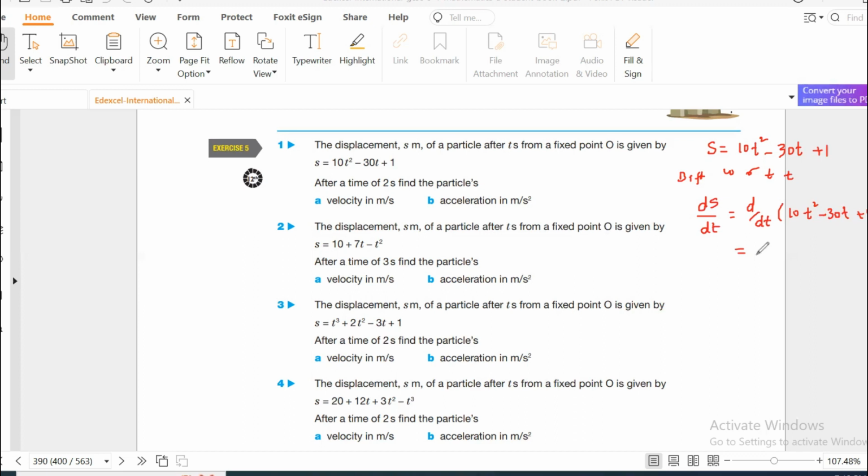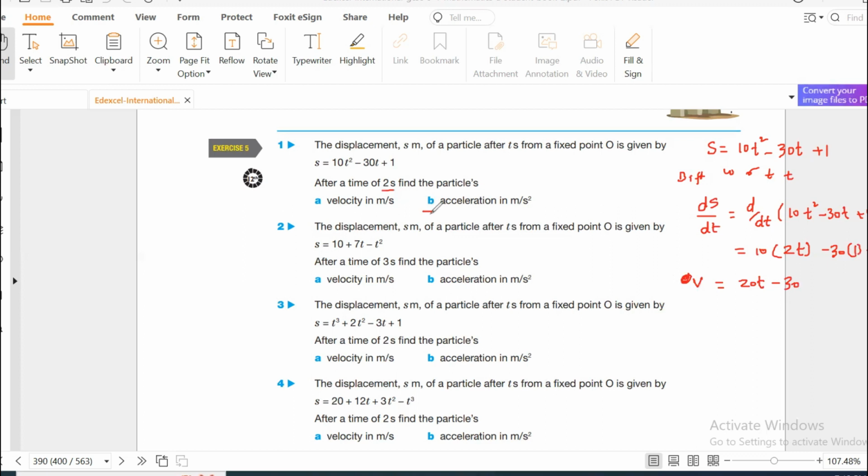If I apply the derivative inside, I apply it on the function. When you apply it on t squared, bring down the power and subtract 1 from the power, so it is 2t. The derivative of t is 1 and the derivative of 1 is 0. We are getting 20t minus 30. This is ds over dt, which represents velocity, or v. The rate of change of displacement with respect to time is called velocity. Then they ask to find v after 2 seconds, which we will find later.